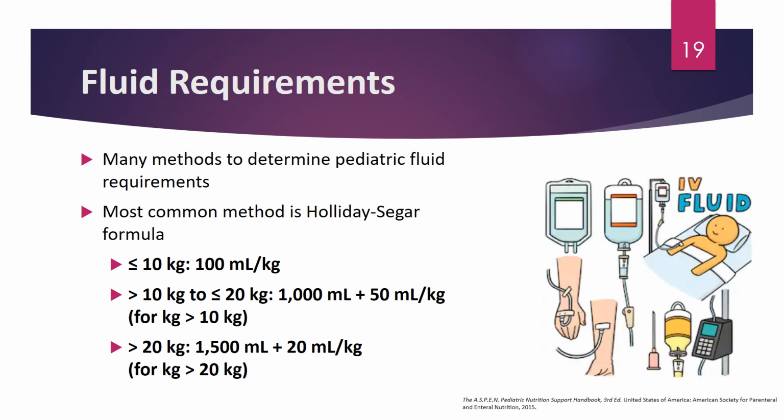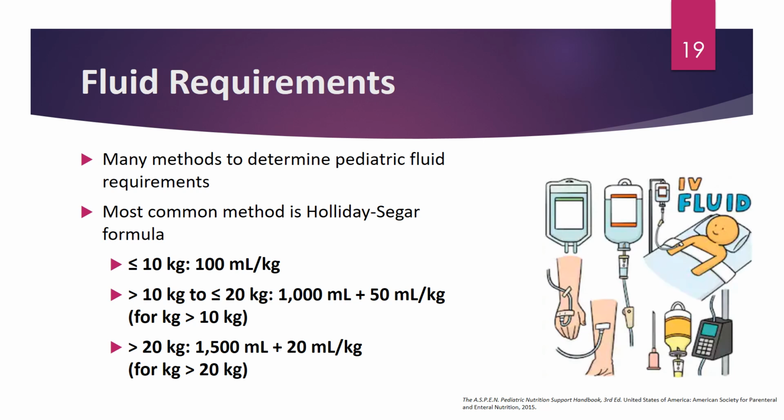And it's essentially broken down below in the bolded numbers that you see here. So these numbers are bolded, so I would definitely know these numbers for your exam. In regards to patients who are less than or equal to 10 kilos, it's 100 mLs per kilo. If they are greater than 10 kilos to less than or equal to 20 kilos, it's 1,000 mLs plus 50 mLs per kilo for every kilogram above 10 kilos. And then for patients who are above 20 kilos, it's 1,500 mLs plus 20 mLs per kilo for every kilogram above 20.